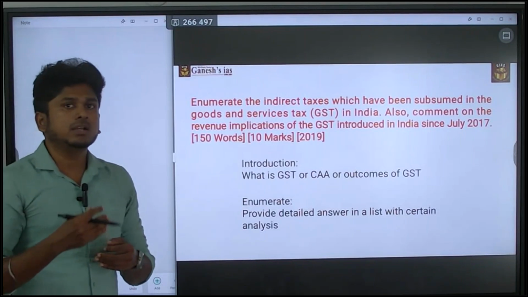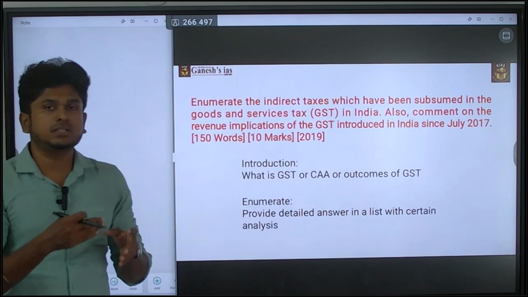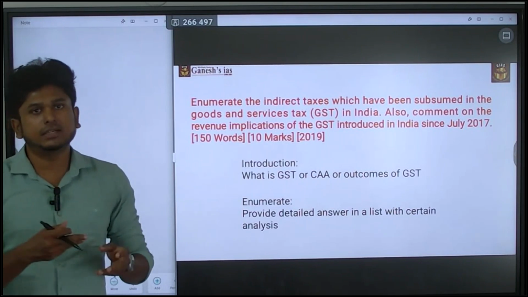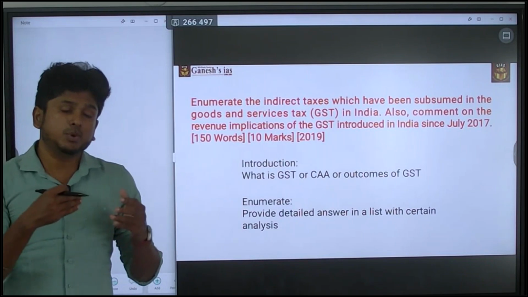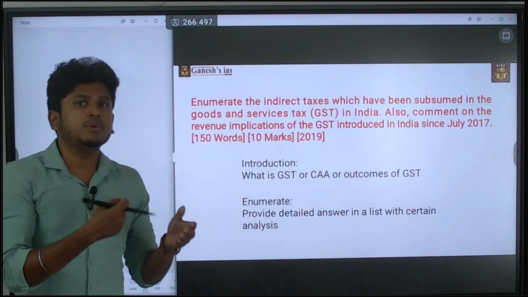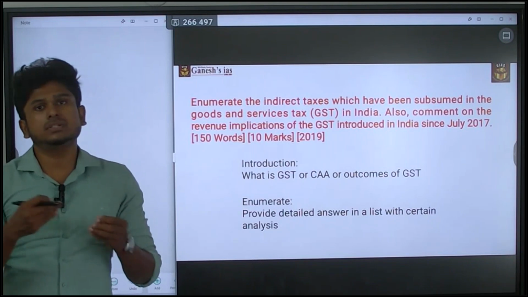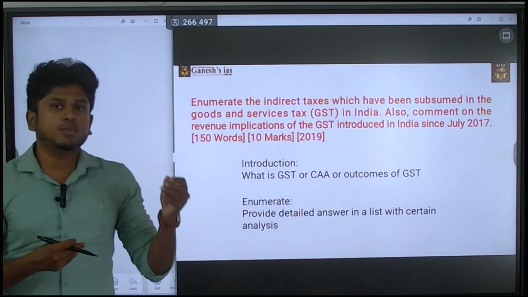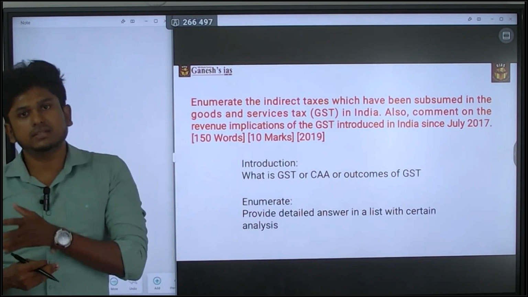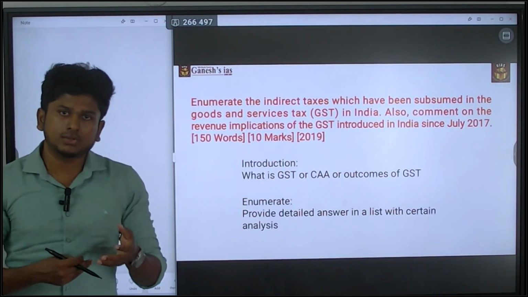You can say that GST collection has been decreasing, or that in the initial time period the GST collection was very low. At that time the states were affected. Or else you can speak about the compensations. So what are the issues with that compensation towards the states? There is an issue with the compensation payment given to the states. There is a huge delay. You can speak about that also.